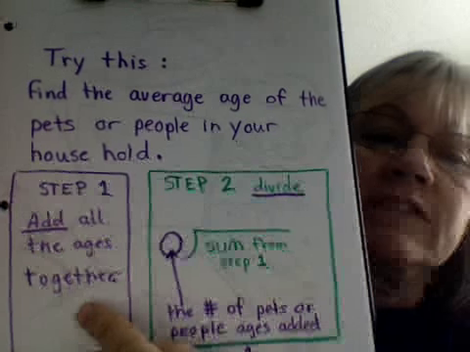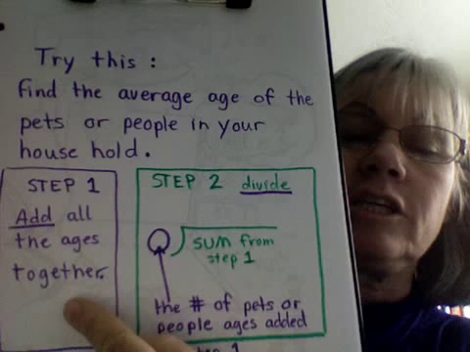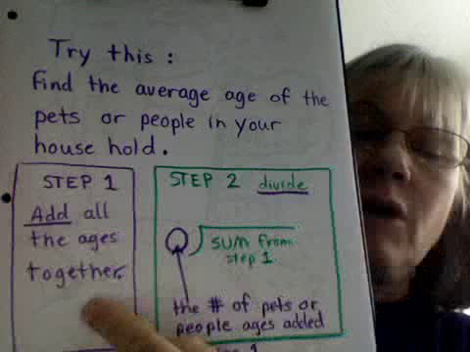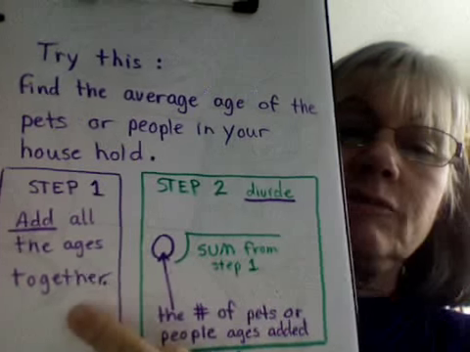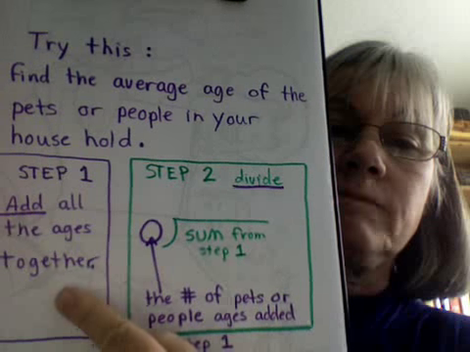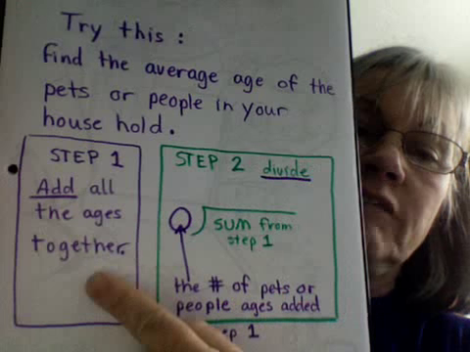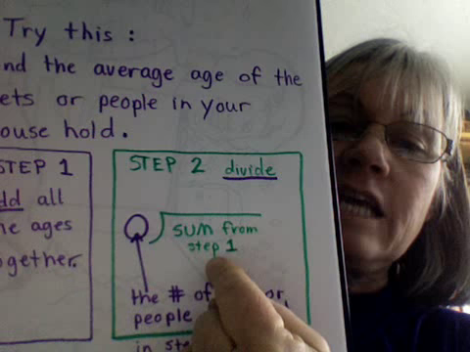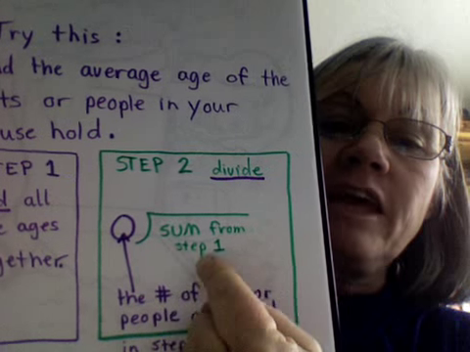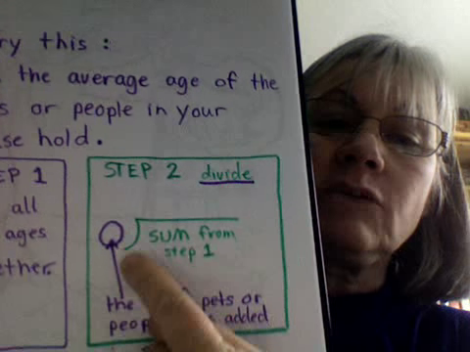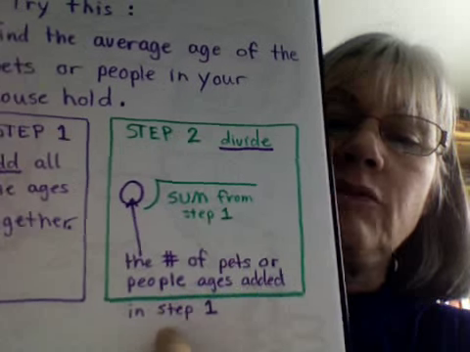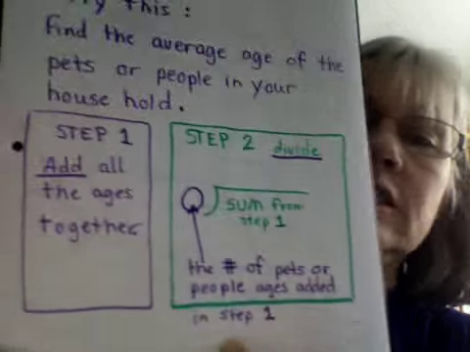If you're using months, count everybody's age in months. The months calculation is going to be complicated with some higher addition numbers, but I'm sure you can do it if you choose to try that. Once you have the sum of everybody's age, put that in as the dividend. And then your divisor is the number of pets or people ages that you added all together in step 1.